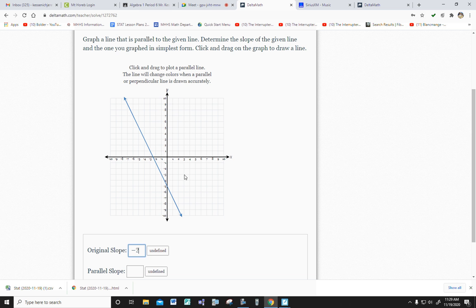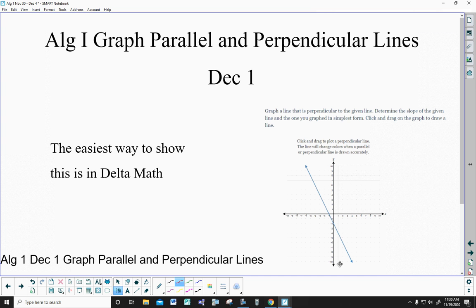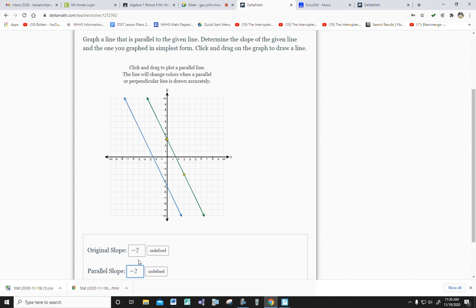Parallel, you're going to draw a parallel line anywhere you want. And what's the slope of that? Well, if I look at that point, up 2, back 1. Up 2, back 1 is negative 2. So it's also negative 2. So parallel lines, same slope.